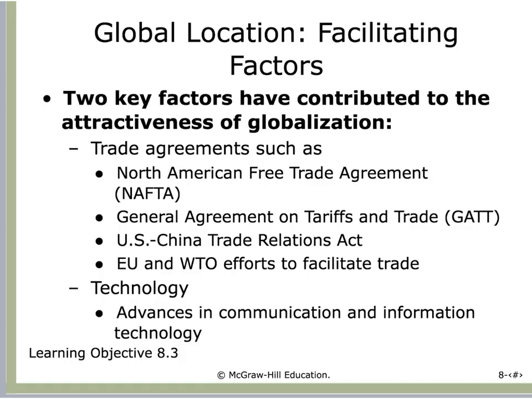Technology has also made it easier for you to operate globally, because you don't have to fly to different countries anymore. You just have voice over IP, so it's cheaper phone calls, and you can actually video chat with someone in another country.